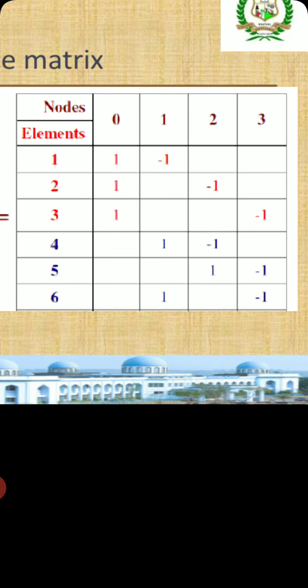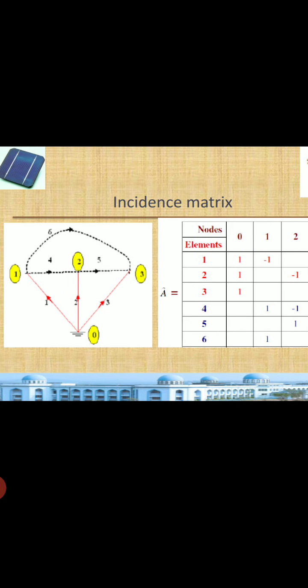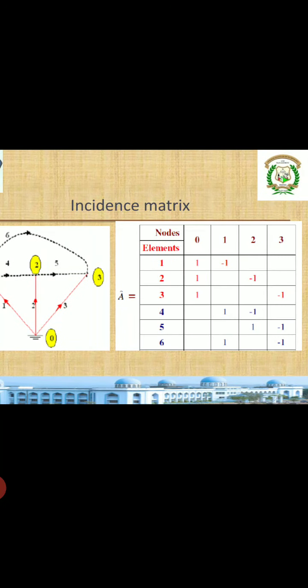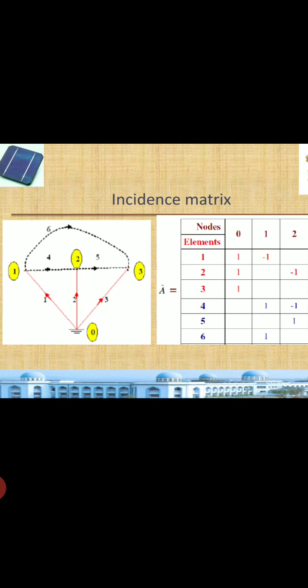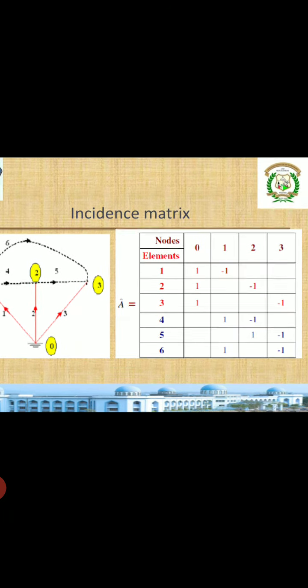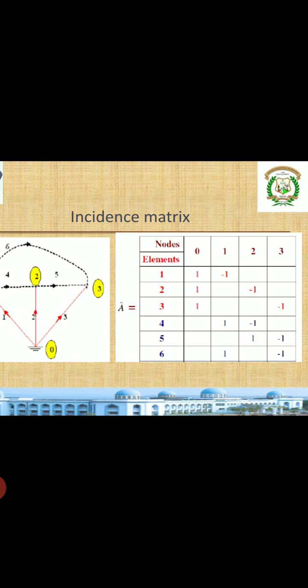The same for element 2. Element 2 is connected between 0 and 2, so I have taken 0 as 1 and 2 as minus 1. The remaining 1 and 3 we take as 0. The third element is connected from 0 to 3, so we consider 0 as 1 and 3 as minus 1, and in between, 1 and 2 are 0.